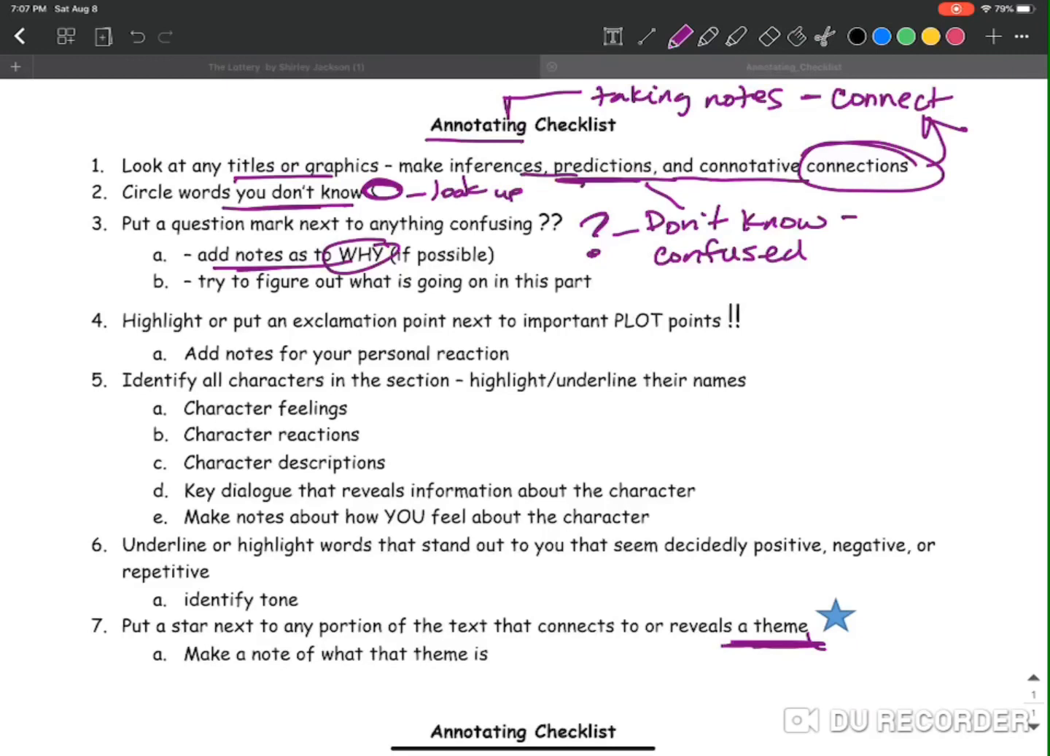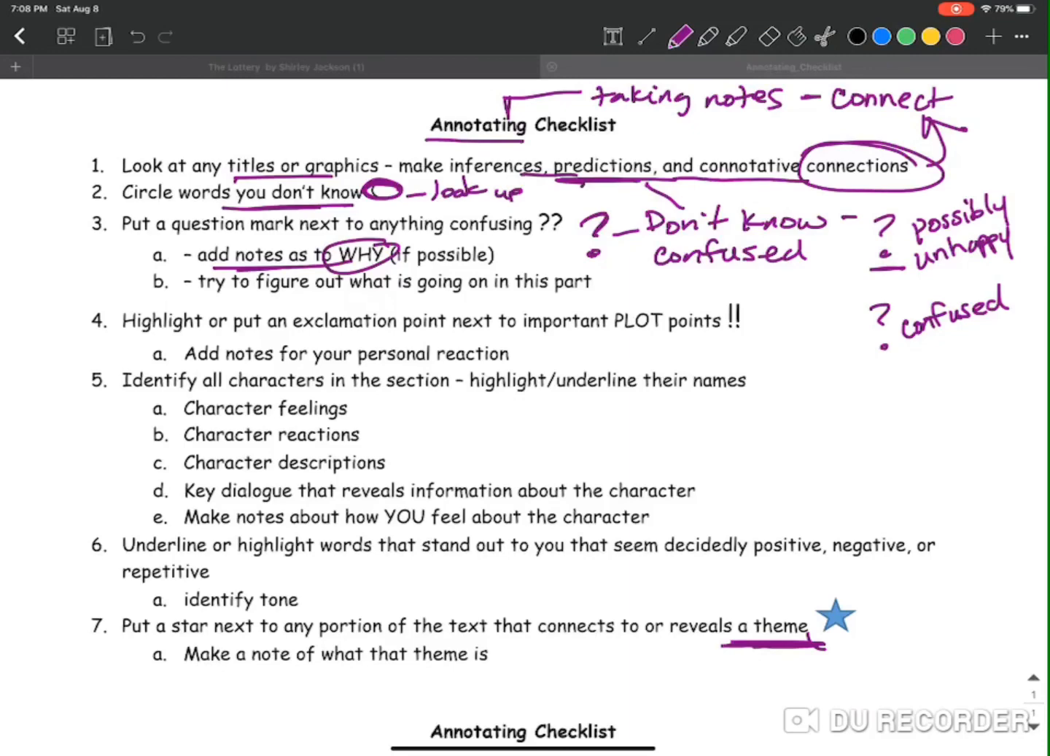Maybe out next to your question mark, you put "possibly unhappy" because you think the character might actually be showing signs of being unhappy, but you're not sure, so you put a question mark to it. Maybe you put a question mark out next to it because you don't understand, and you just write out beside it, "confused." Okay? But essentially, you want to let yourself know what that question mark is there for.